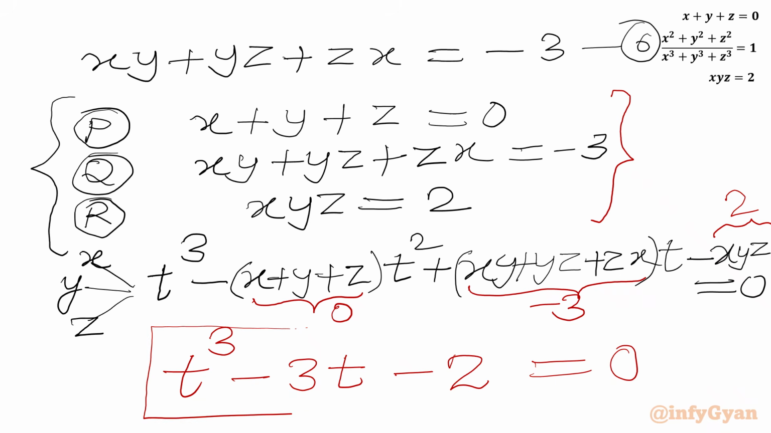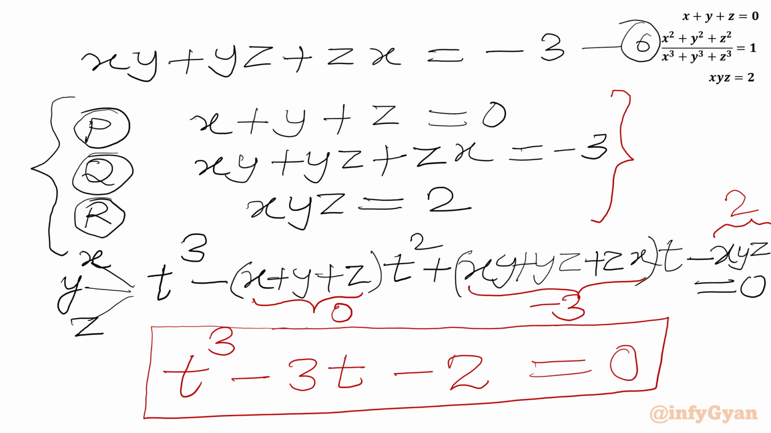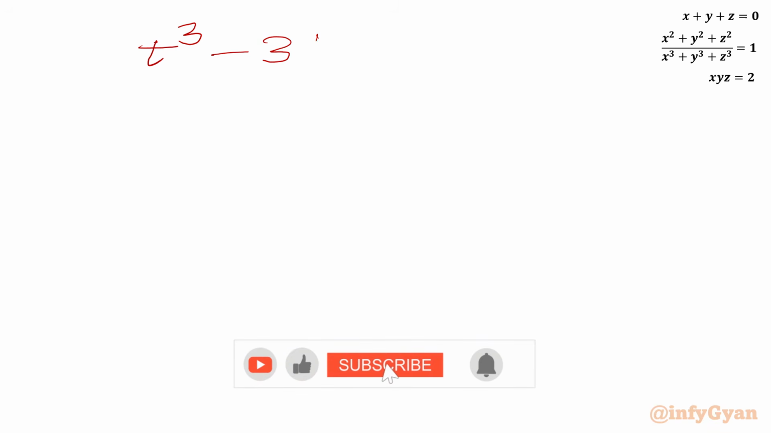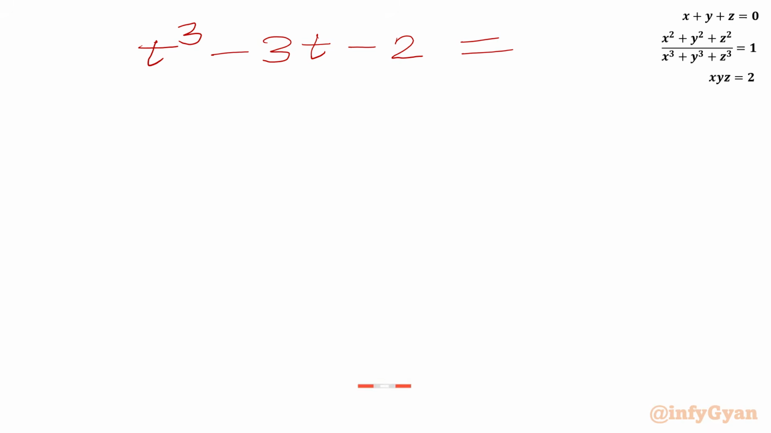Now we have to solve this cubic equation for the values of x, y and z. Let's solve. So I will write t cube minus 3t minus 2 equal to 0. I will use synthetic division method and rational root theorem.